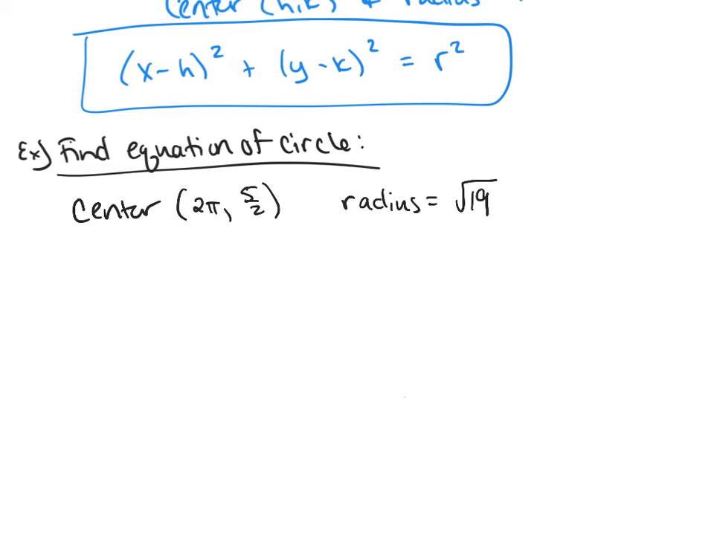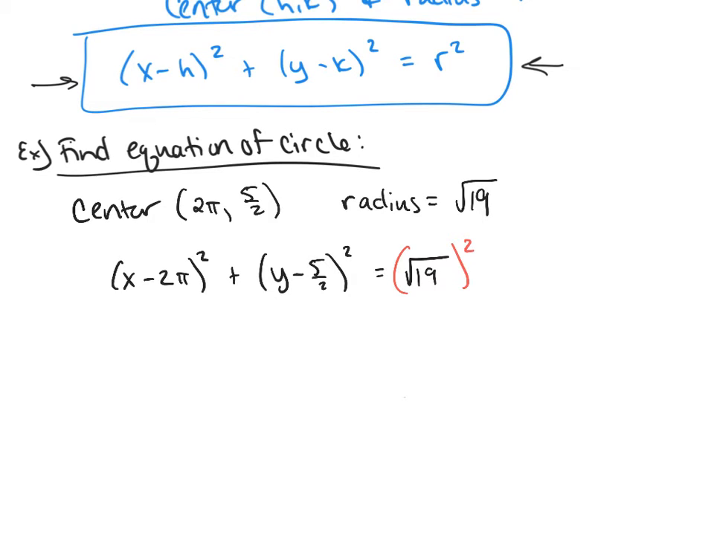Okay, here we go. Remember, we're going to use this equation up here for the equation of our circle. So this will be x minus 2 pi all squared plus y minus 5/2 all squared equals, and I'm going to write this step in, the square root of 19, and then we have to square that. It's actually not that bad. The square root of 19 squared is just 19. So the equation of our circle is x minus 2 pi squared plus y minus 5/2 squared equals 19.